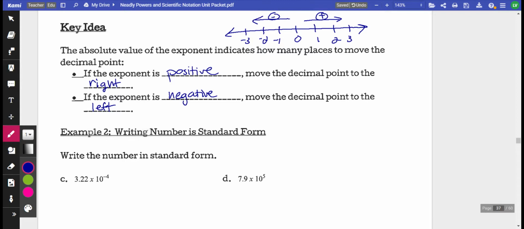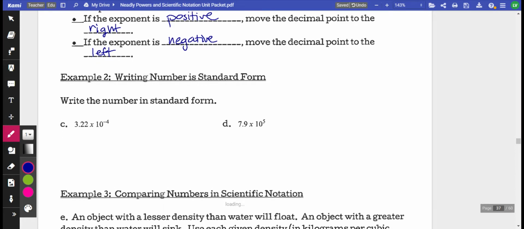So example 2, writing number in standard form. Write the number in standard form for letter C. 3 and 22/100 times 10 to the negative 4th. Well, this negative 4 means I'm going to move the decimal to the left. And I want to move left 4. So I'm going to write 3 and 22/100 and put it further to the right because I know I'm going to have numbers to the left.